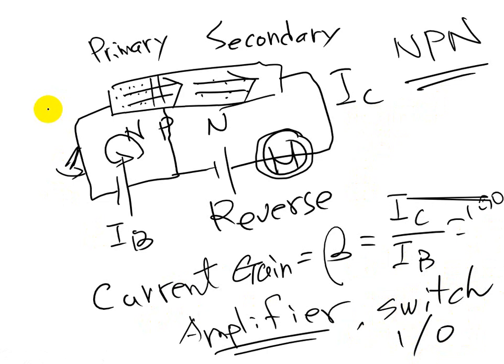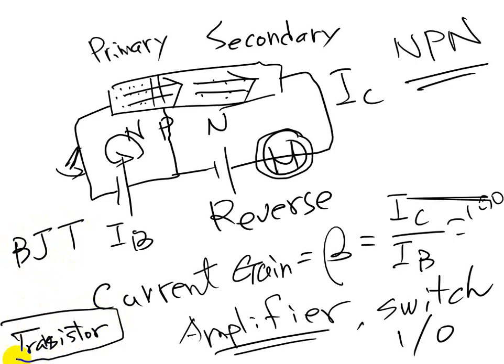This is called a transistor, a bipolar junction transistor. So a transistor is basically a switch. It gives you the signal of a binary system, on or off.